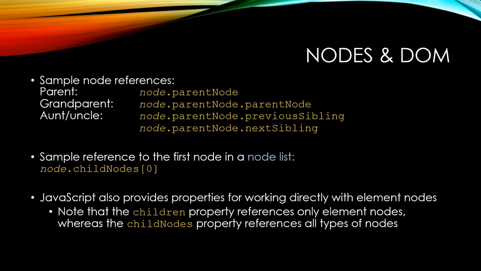So some sample references: a parent node dot parent node. You can extend that and go grandparent, parent node dot parent node. You can look at aunts, uncles. Just remember, look at that tree as if it were a family tree or an ancestry tree. So a sample reference to the very first node in any node list would start with the index 0, and we can treat child nodes as if it were an array. We can say that children property will reference element nodes, whereas child nodes is going to reference any type of node.